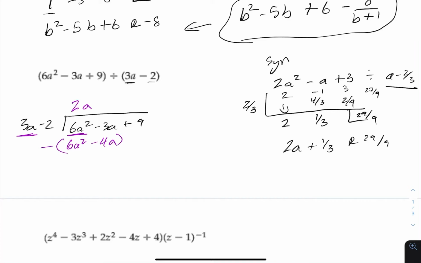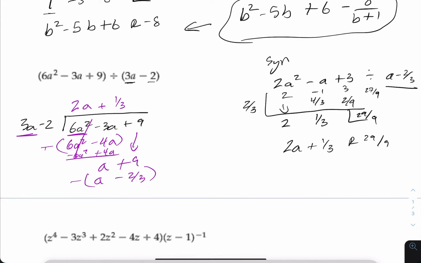Subtract. I like to distribute, so it's like a negative 6a squared plus a 4a. These cancel. This just gets me a. Bring down the 9. You're like, wait, how do I make 3a into a? Well, you multiply by positive 1/3. Right? So that would get rid of the 3 and make it a. So you multiply this, you get a minus 2/3. Subtract. Becomes plus 2/3. So you get 29 over 9, just like we got over there.